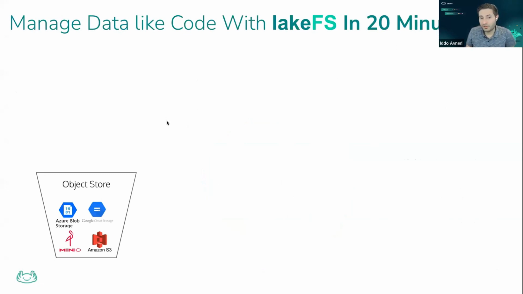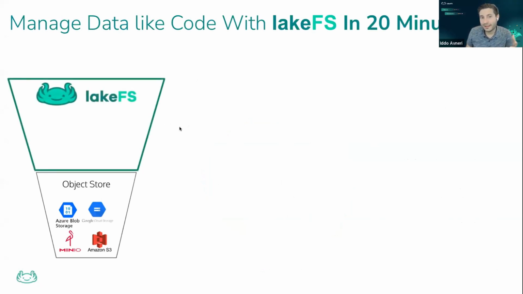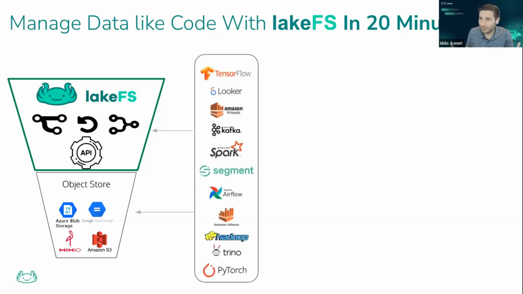lakeFS sits on top of an object store, Google Storage, MinIO, Azure Blob, S3, and provides Git capabilities on top of an object store. It's meant to create versioning capabilities on top of data lakes. So the ecosystem of tools that our users are using, instead of accessing the object storage directly, which they still can, will access through lakeFS and get those versioning capabilities.